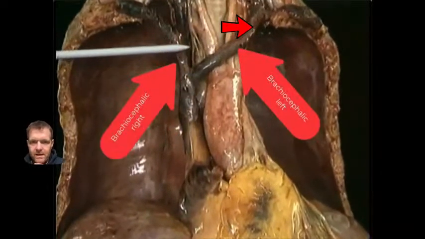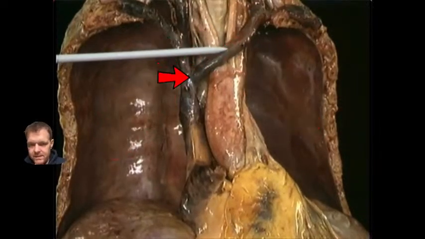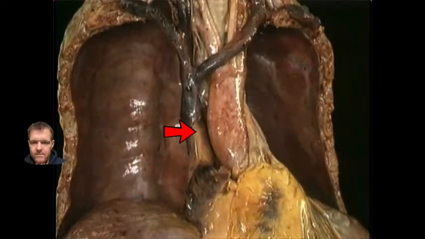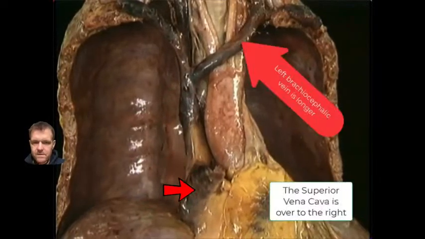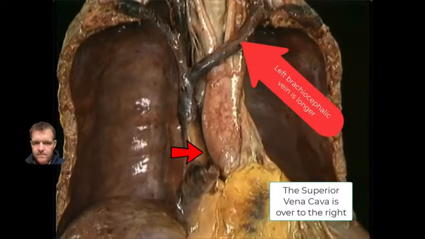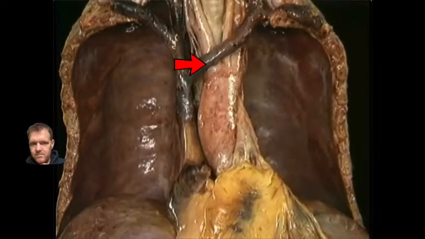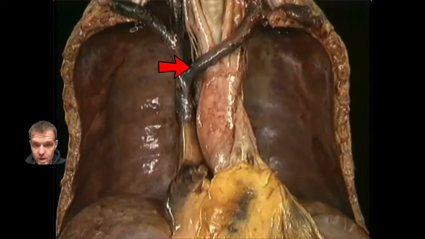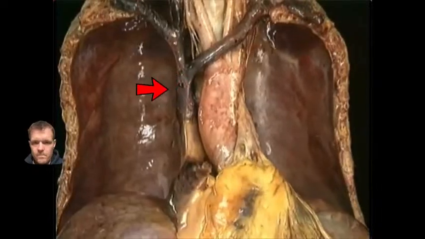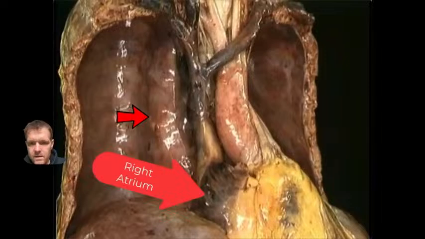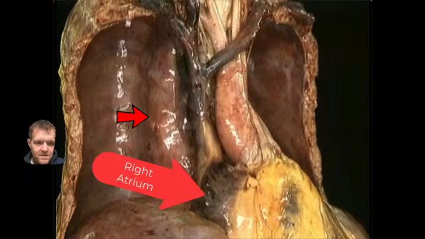So brachiocephalic, a lot longer on the left than it is on the right, just because of the orientation of the vessels. So there's your right atrium. Yep, superior vena cava is over to the right, so this brachiocephalic on the left is a lot longer. And that's it there. Cool. Okay, everything else I think we have done. Perfect. One more thing, and then we go.